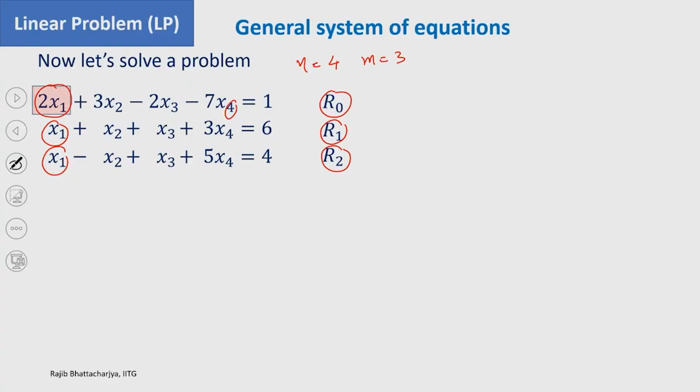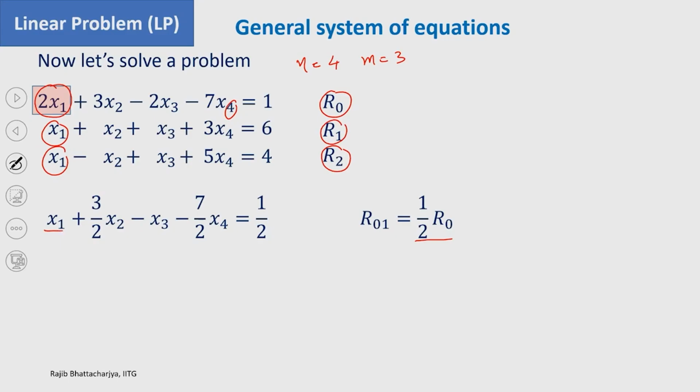So, I will take this variable x 1 in equation 1, and I have divided this equation by 2. That means I have multiplied this entire equation by half. So, in that case this will be x 1, and now the coefficient is 1 here. This is 3 by 2, then this is again x 3 divided by 2, and this is minus 7 by 2 x 4, and the right hand side is half.